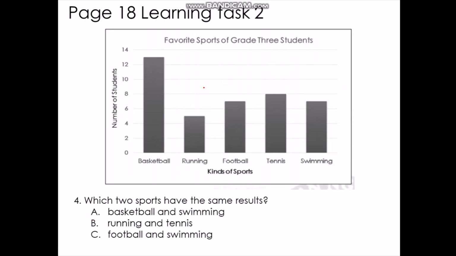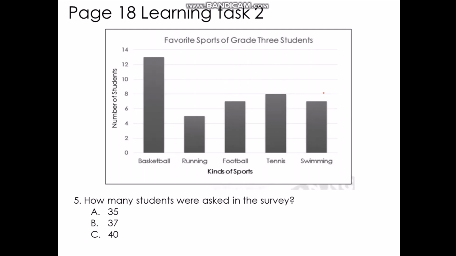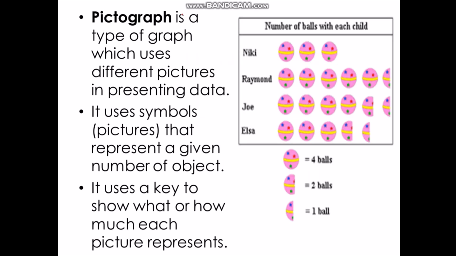Number 4, which two sports have the same result? The correct answer is football and swimming. As you can see here, they have the same height, which means they have the same results. Next, number 5, how many students were asked in the survey? If you combine all these numbers, the correct answer is 40. Now, if you got 5, very good. Let's move on to another example.